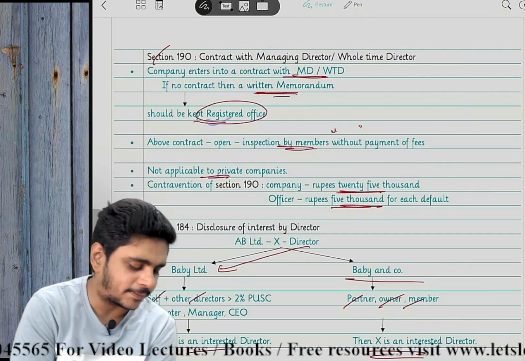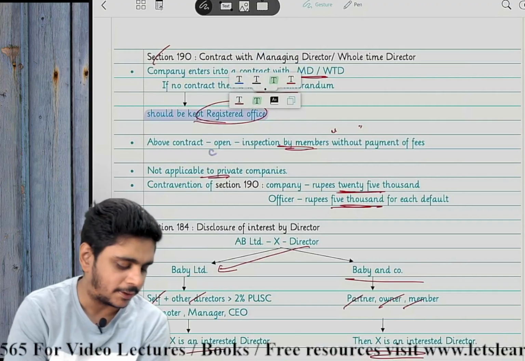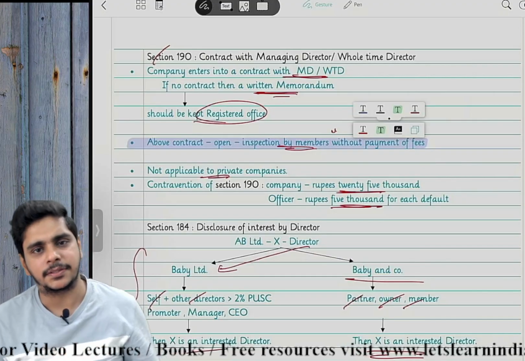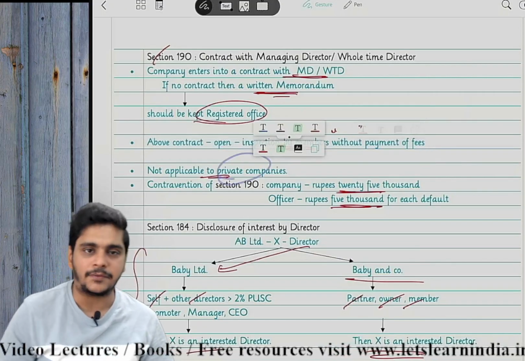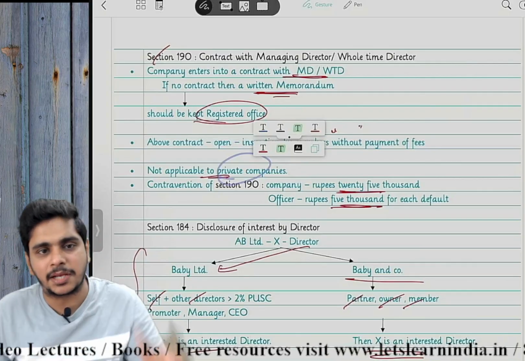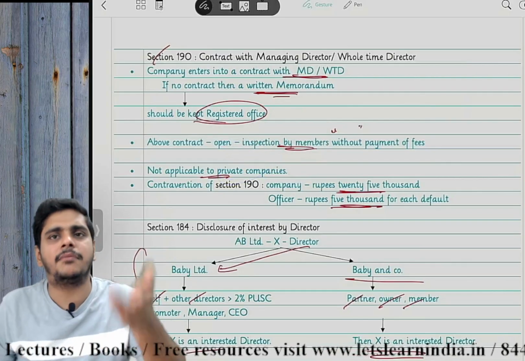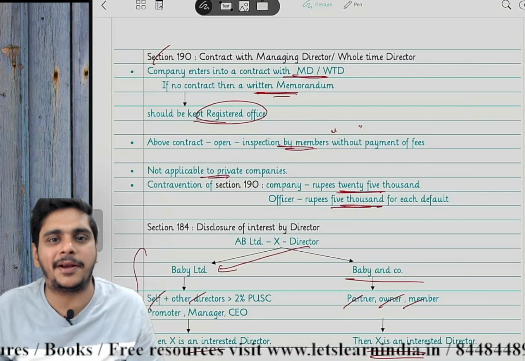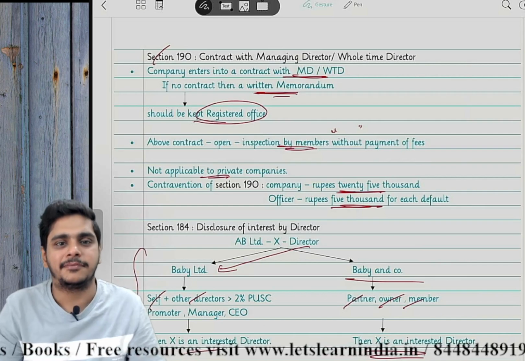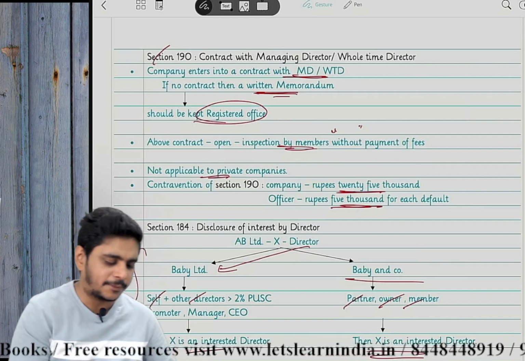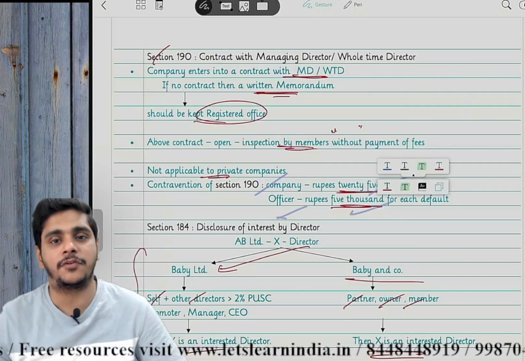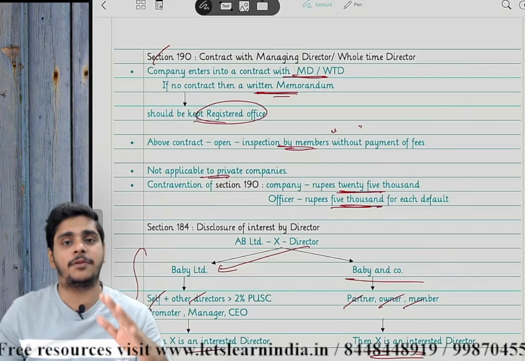That contract should be kept at the registered office and it shall be kept open for inspection by the members without payment of fees. So a member can come and inspect this. It is not applicable to a private company, because in a private company MD appointment is not mandatory. If appointment is not mandatory, then the contract will not be there. Contravention: company liable for 25,000 rupees, officer liable for 5,000 rupees for each default.